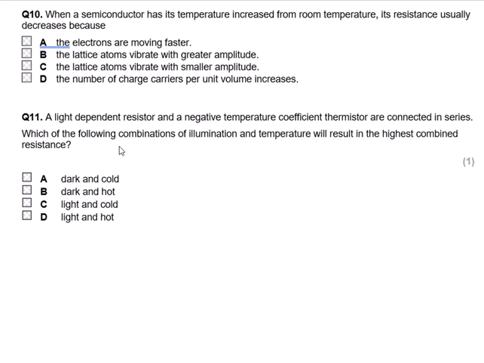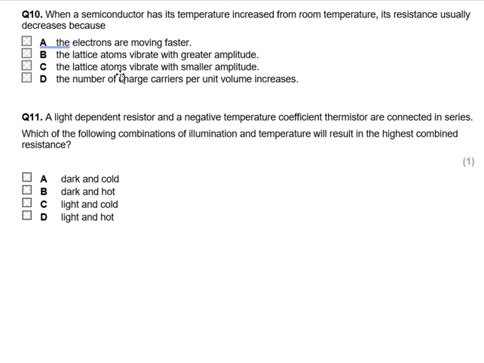Okay, so question 10: when a semiconductor has its temperature increased from room temperature, its resistance usually decreases because the electrons are moving faster? No, they're moving slower. The lattice ion atoms vibrate with a greater amplitude? They do, but that's going to increase the resistance. The lattice ions vibrate with a smaller amplitude? They don't. The number of charge carriers per unit volume increases? Yes, it's that increase in n, so the answer is D.